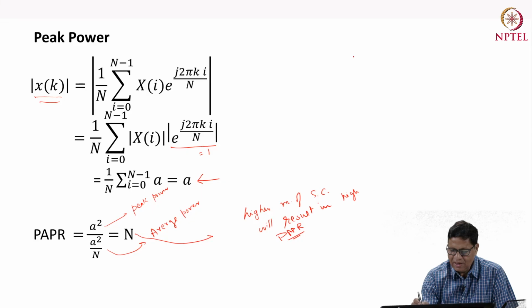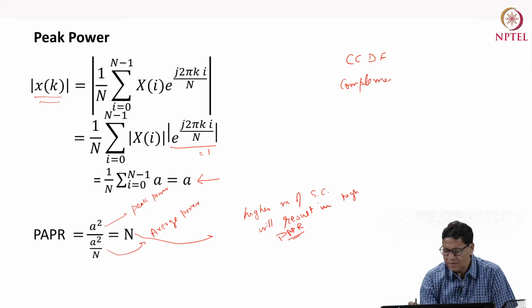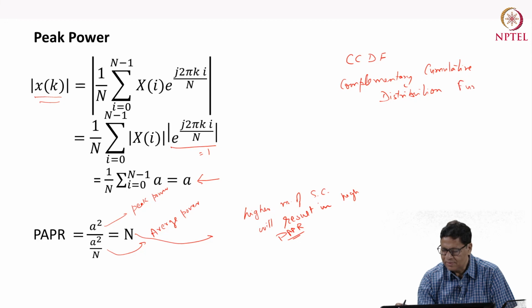So normally one uses CCDF, that is complementary cumulative distribution function, because this is not constant, so distribution function, CCDF.